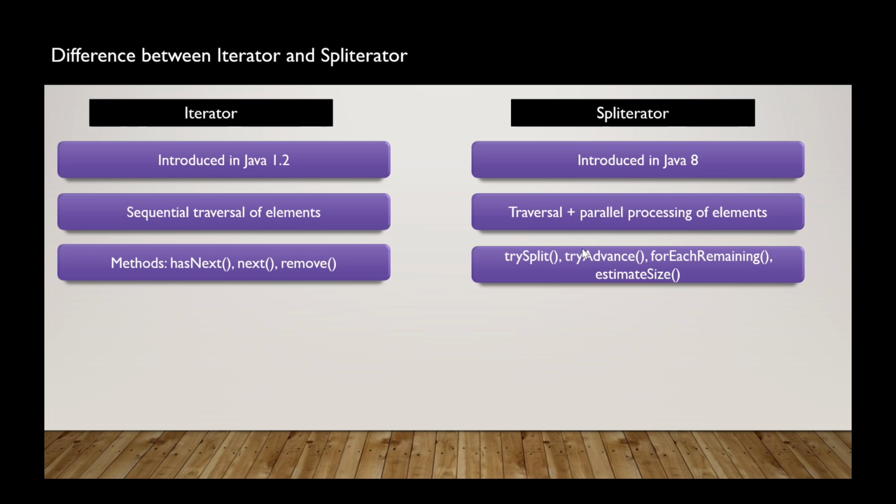Here, the methods in Spliterator are trySplit, which will return one more Spliterator by splitting it into multiple parts. And tryAdvance, which will pick the element if it is present in the collection and process the element. forEachRemaining will get all the remaining elements from the collection and traverse all the elements. And estimateSize will give you the size of the collection or size of the split collection.